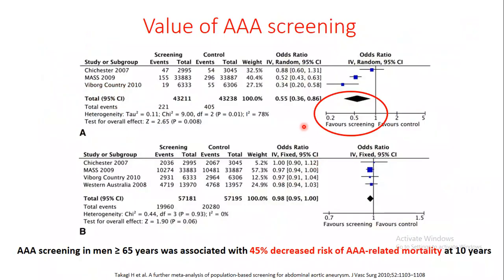And here is a meta-analysis that shows a significant reduction of aneurysm-related mortality, about 45% reduction, with systematic screening using ultrasound in males above 65 years, as shown here.